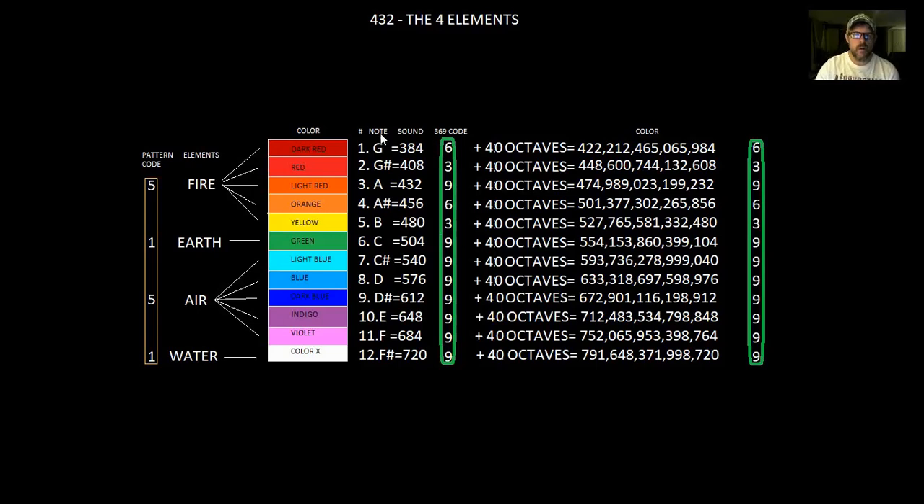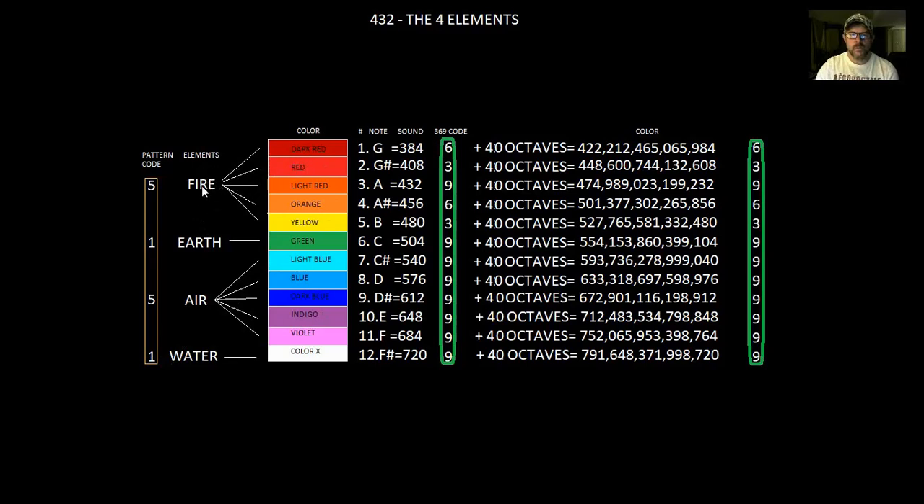This is a video on 432 and the four elements. Okay, so we've got the four elements right here: fire, earth, air, and water. The first thing we're going to look at is the colors. Anytime you're looking at anything and you want to expand on it, you attach it to something.